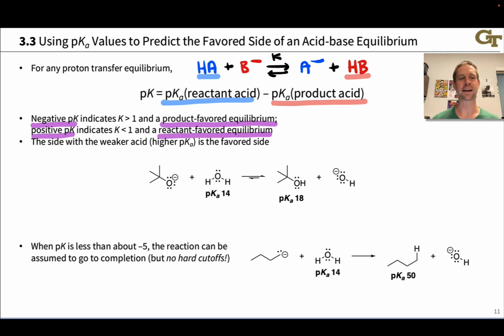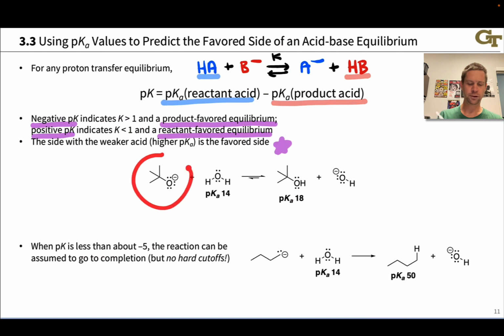You may have heard it back in introductory chemistry. Now, qualitatively here, one thing that also falls out of the math and that we can notice, and that's a very useful practical rule, is that the side with the weaker acid is the thermodynamically favored side. And this, again, falls out of the math of pK. If HB is the weaker acid, then this difference will end up being negative. If HA is the weaker acid, then this difference will end up being positive, and the reactants will be favored in that case. So let's apply this with a quick example here.